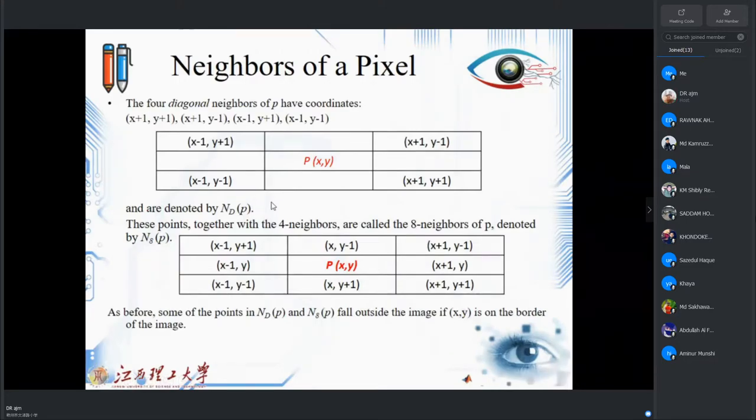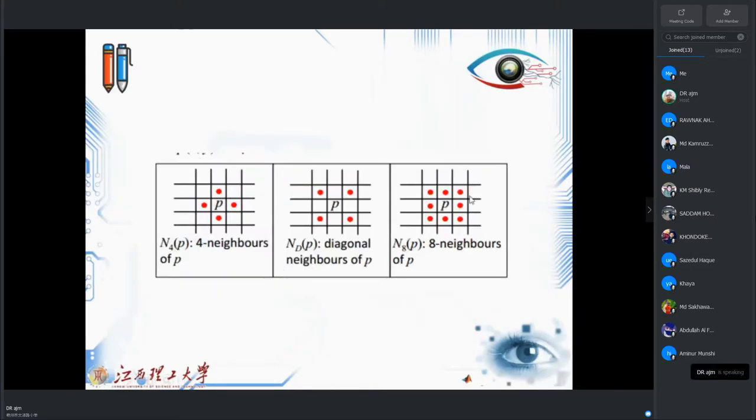As we say, then the full form of the neighbors that you can imagine is N8, or eight neighbors, where, as before, some of the points in ND and N8 fall outside of the image when the pixel is on the border of the image. Means that maybe we can imagine N8 as the combination of N4 and ND. Then till now we learned that for a pixel, we have three forms of showing: N4, ND, and N8. Once more, I show them here. ND's figurative form is something like this, N4 as I showed here, and N8 is the last photo which we show.